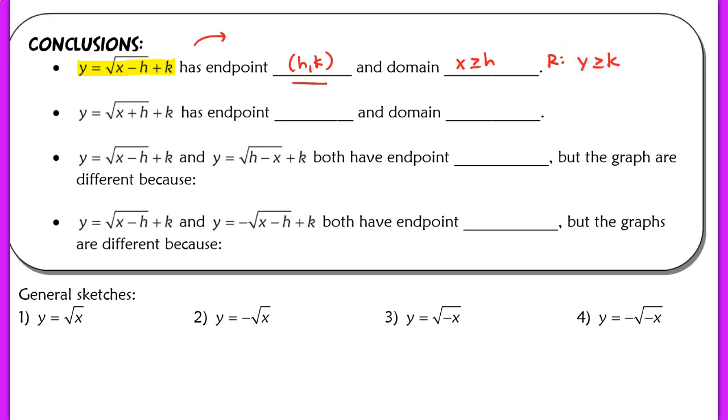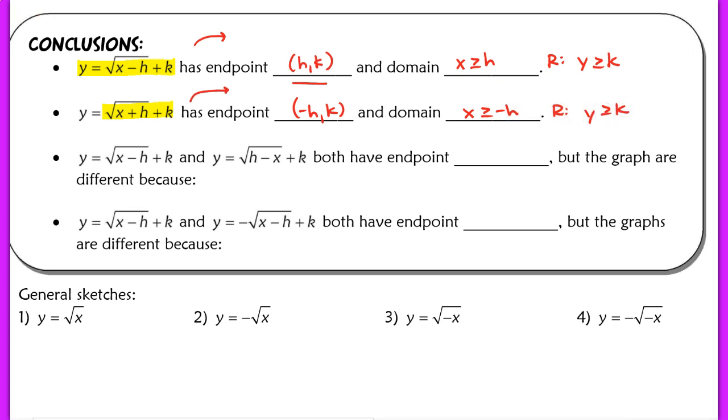Now, if you have a square root function of the form the square root of x plus h plus k, now your endpoint is going to be (negative h, k). But because this opens up and to the right, your domain is pretty similar to the last problem. We're going to have all x values greater than or equal to negative h, and our range will be all y values greater than or equal to k.